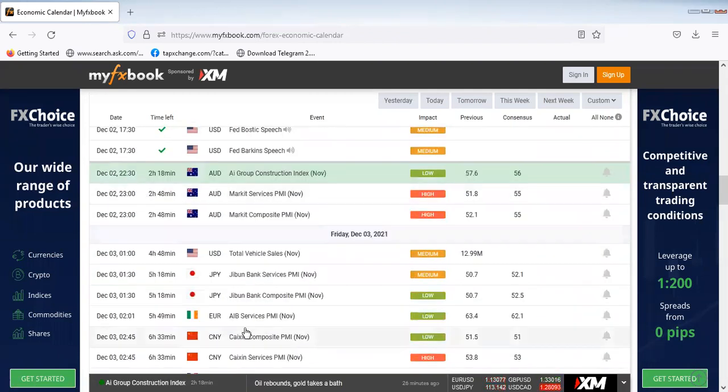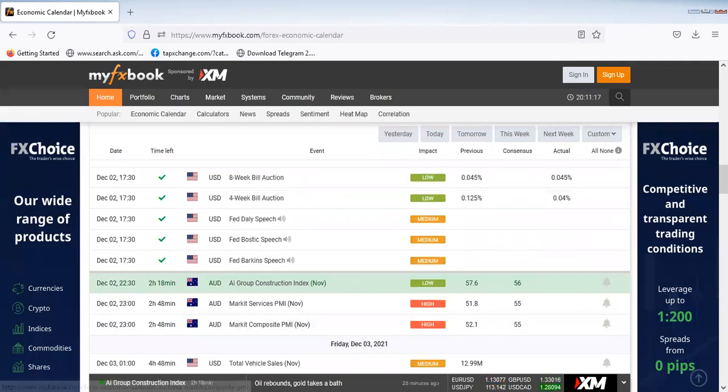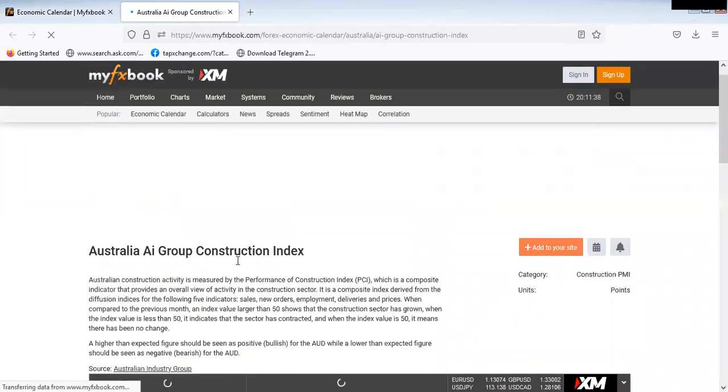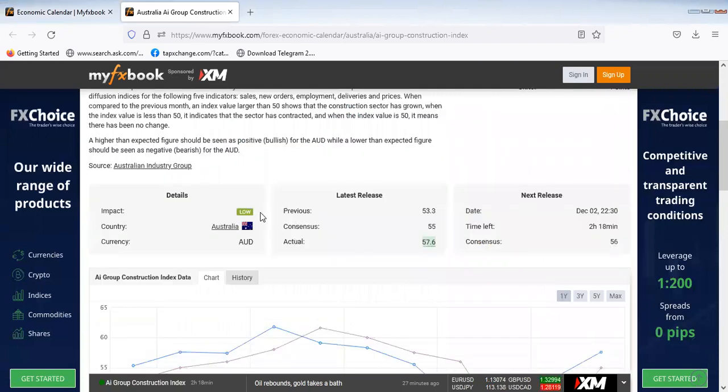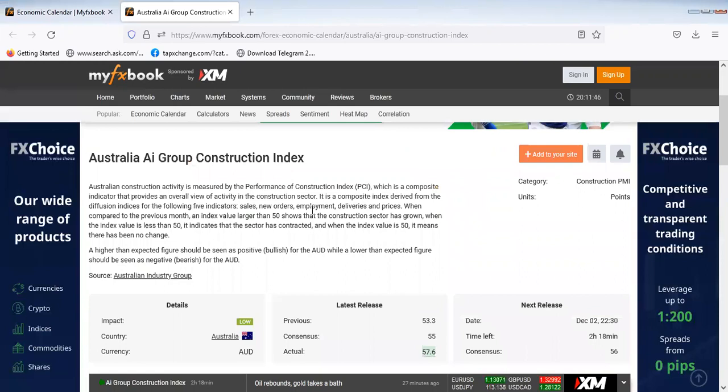So play with this. One beauty I like about FX book is that it gives you updates of the news that is about to occur. Look at this: you have oil rebounds, gold takes a bait. This is highlighted. If I click on this AI Group Construction Index, you will see a whole lot of news that they're about to say. For those that know how to news trade, you can have an idea of what that market is actually talking about. So let's proceed.